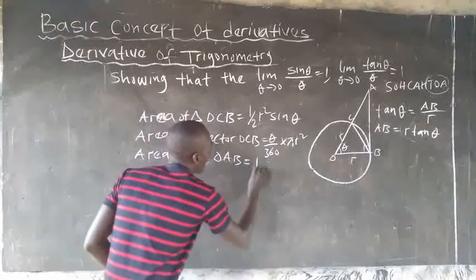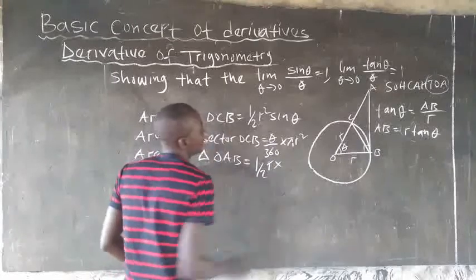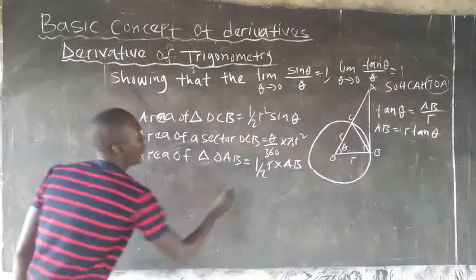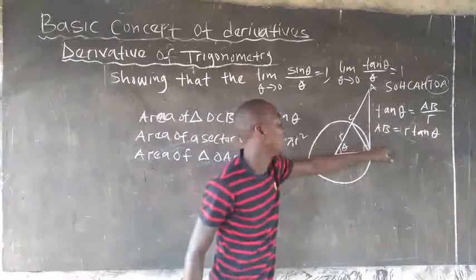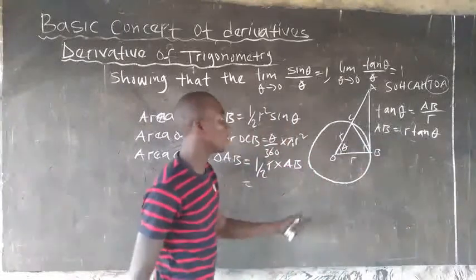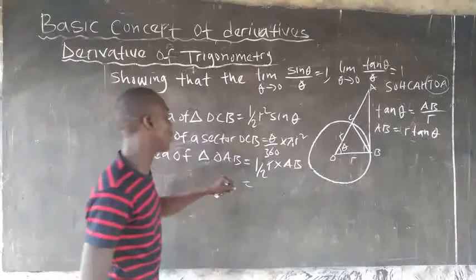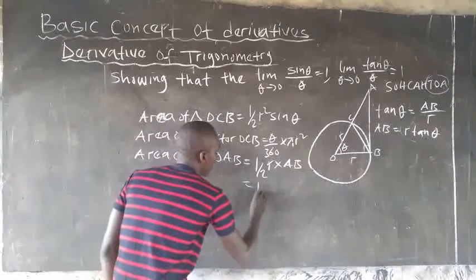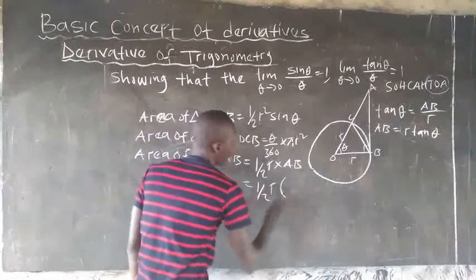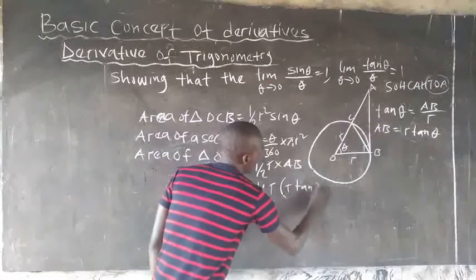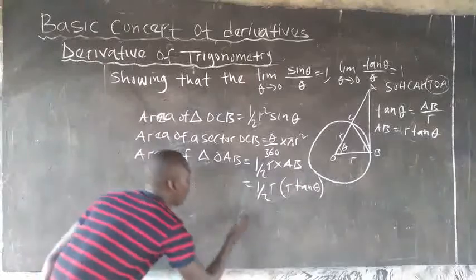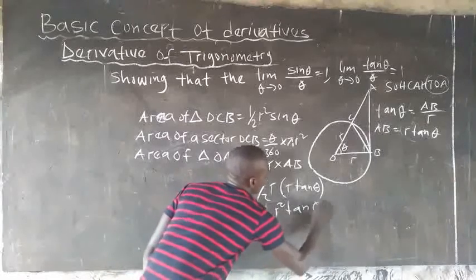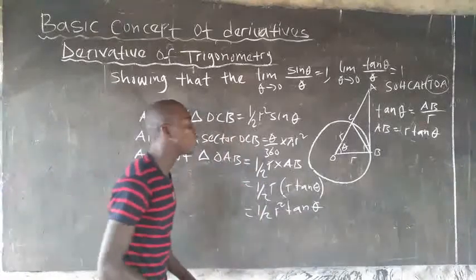So this place will be half r times AB, which is the height. But don't forget that here our AB is equal to r tan theta. So I'll substitute r tan theta for AB in this part for the area of triangle OAB, which is equal to half r into r tan theta, which will be equal to half r squared tan theta.